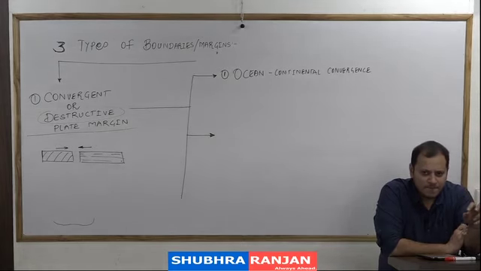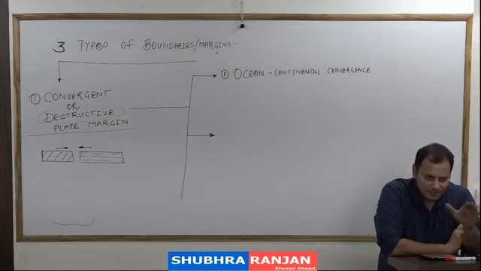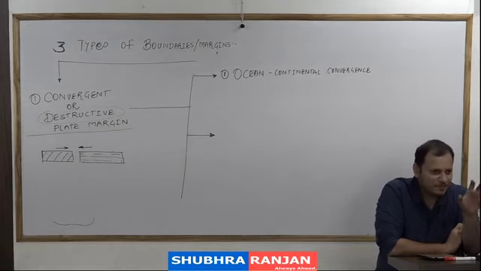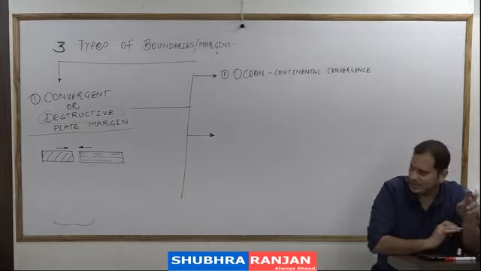Example, the western part of the American plate is an example of a continent, while the Pacific plate is an example of an oceanic plate. So, it is an example of an ocean continental convergence.